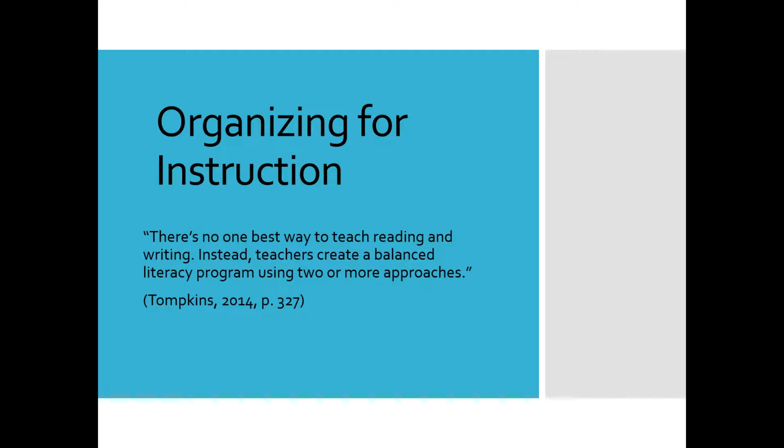This quote comes from an older edition of the Tompkins book, but she says, "There's no one best way to teach reading and writing. Instead, teachers create a balanced literacy program using 2 or more approaches." If you've seen a balanced literacy approach in a classroom, you know that no students are being left behind. What's happening in a balanced approach to literacy is that we are understanding that students learn differently. Each one of us learns differently. And by using some of these suggested ways of balancing literacy in your classroom, you're more apt to reach all of your students.